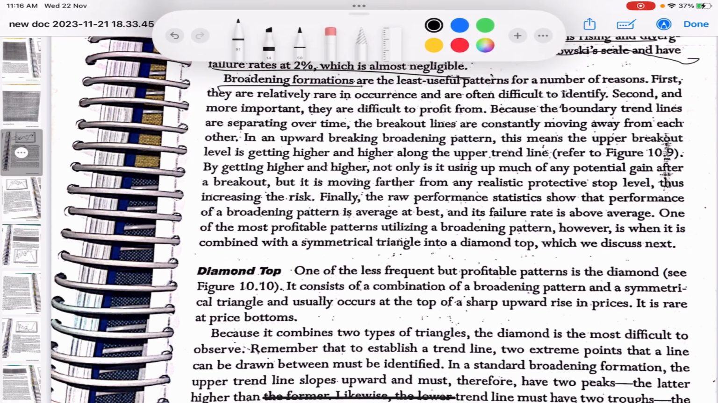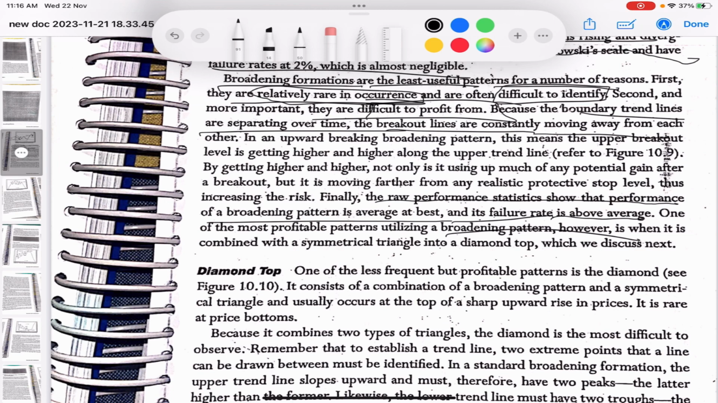Secondly, broadening patterns are relatively rare in occurrence. They are firstly very rare, and then they are difficult to identify. They are also very difficult to profit from because you don't even know how to put the target in that. The boundary trend lines are separating over time, so things keep changing in these patterns. The raw performance statistics show the performance is average at best and the failure rate is above average.